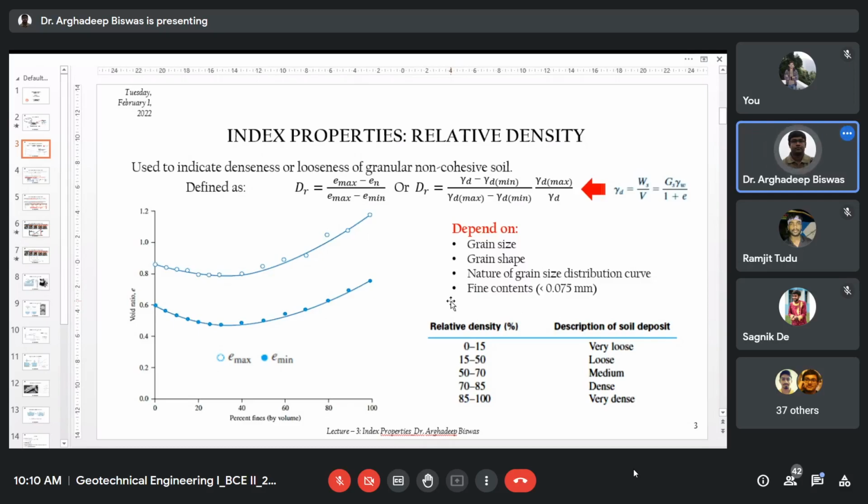In case of engineering judgment, if you find the relative density as 0 to 15%, this 0 to 15% is with respect to your maximum range. If you have 0 to 15% relative density, then the non-cohesive soil deposit will be called very loose. If you have 15 to 50% relative density, it will be called loose. If you have 50 to 70%, it will be called medium dense. Up to 80% from the medium dense, it will be called dense, and beyond 85%, it is very dense.